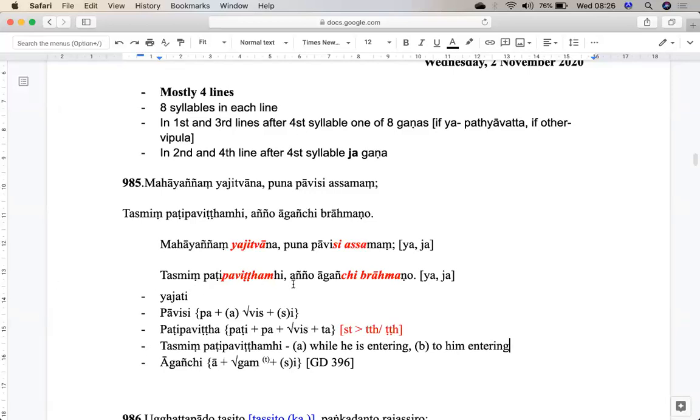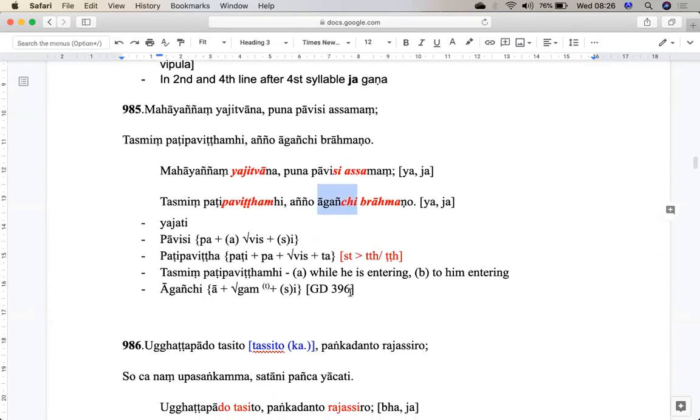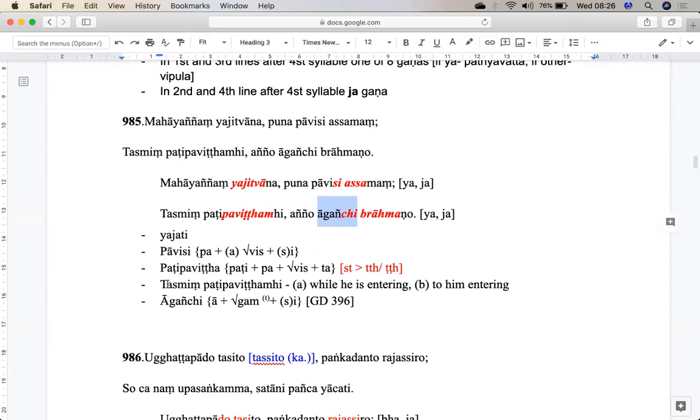So in your other Brahmano, the Brahmin, Agenchi came. So here Agenchi. That Agenchi is derived from the a prefix, root gam, and the past tense that was in singular e.